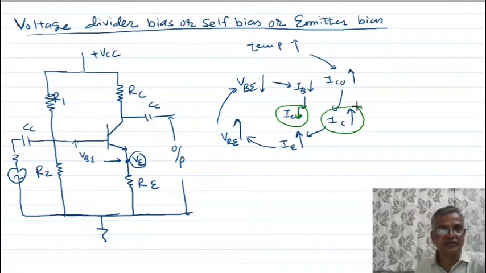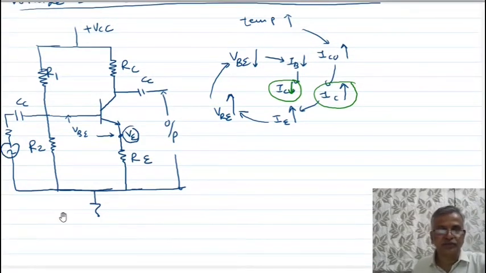Now let us derive the equation of the stability factor. Again I am telling you the stability action. Suppose the temperature of the circuit increases, as a result leakage current increases. Due to the increase in leakage current, collector current increases, and as collector current increases, the emitter current, which is the sum of the collector current plus base current, also increases, as there is a voltage drop across the emitter resistor.